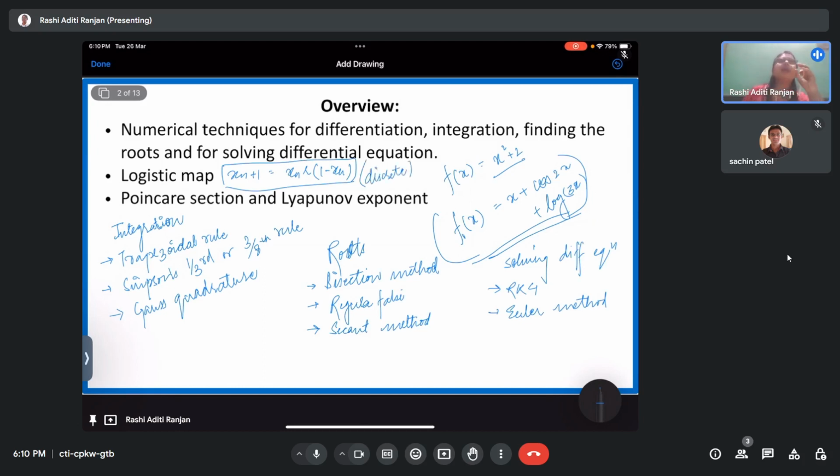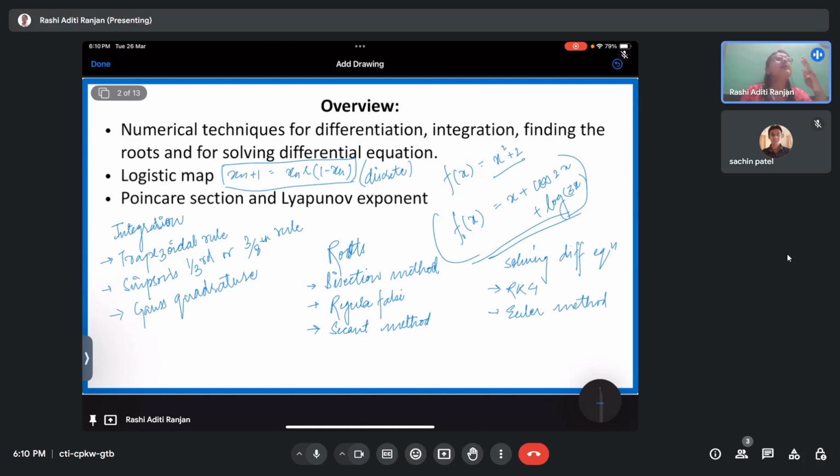When I say discrete, what I mean is that if I know the value of x at n, then I can compute the value at xn plus 1, and the value at xn plus 1 depends upon xn. So this is a discrete model. If I know the value of the population at the nth generation, then I can know its value for the n plus 1th generation, because it depends only on xn, and r is the variable which tells about the growth.